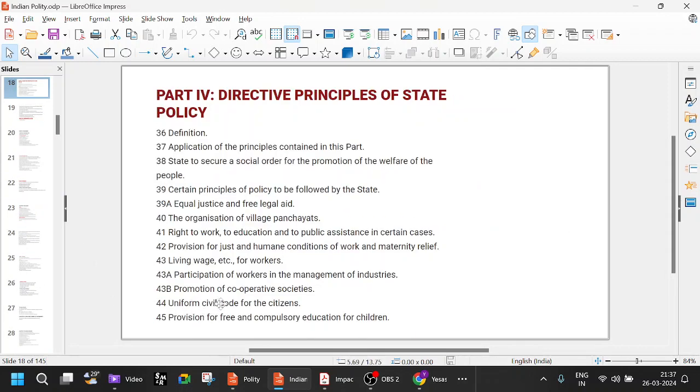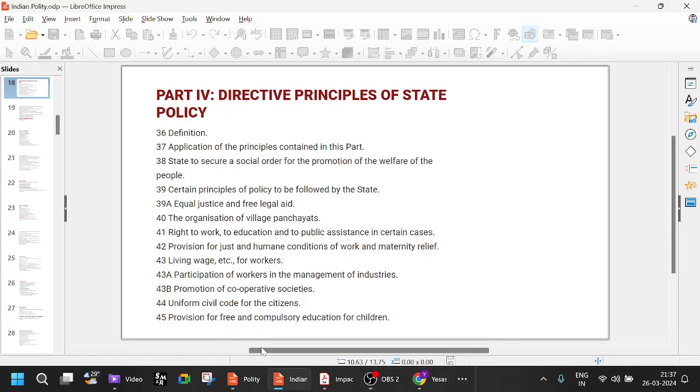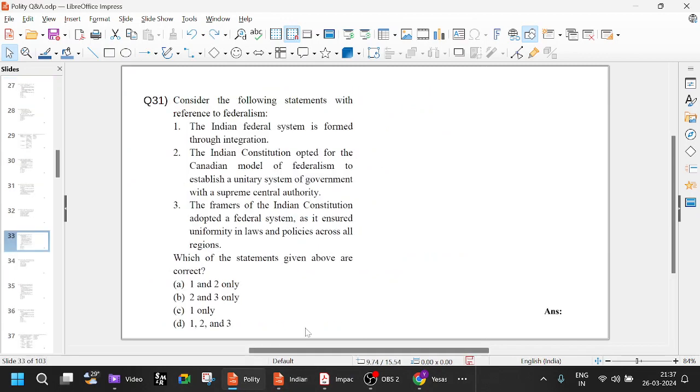So Article 44, Uniform Civil Code for all citizens. So this is frequently in use, right? There is one article which tries to bring the Uniform Civil Code for citizens. But in general, if you look at the federal system, why did we adopt the federal system? It was not to ensure uniformity in laws and policies across all regions. Rather, it was adopted mostly to cater to the diverse needs of the country. So different states have different needs. In order to bring all of them together, we have adopted a federal system of government.